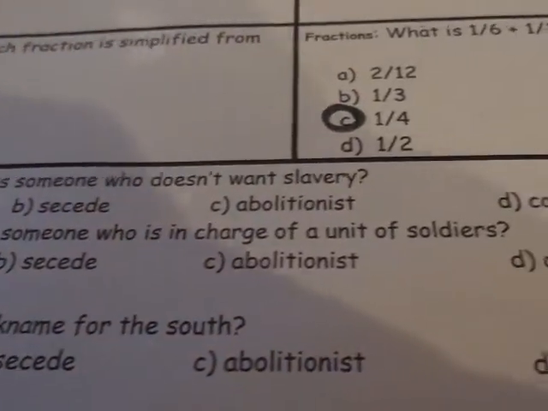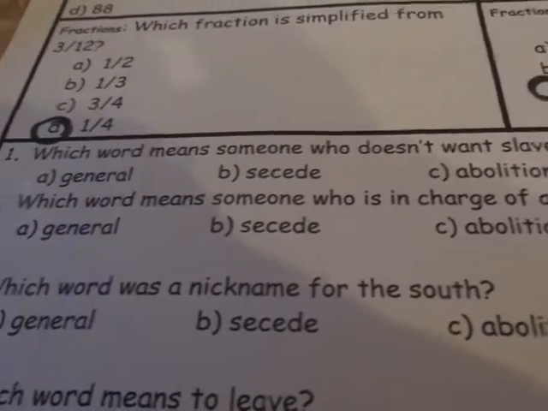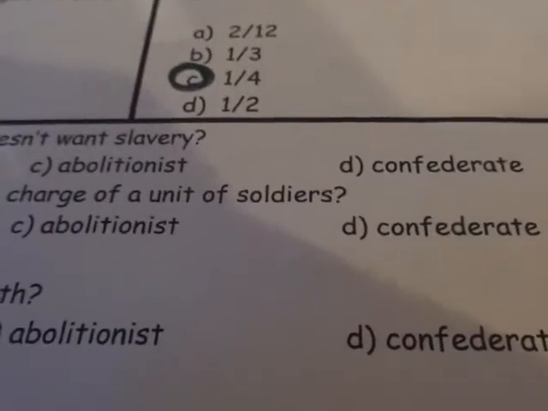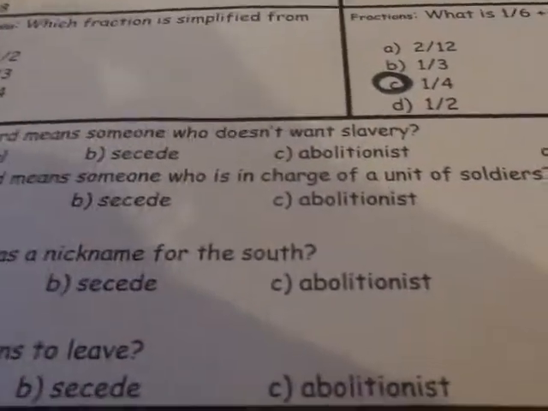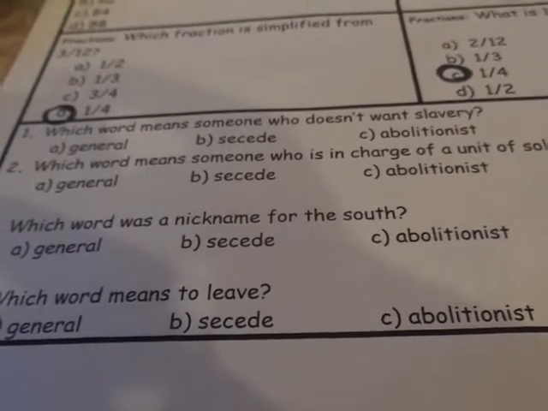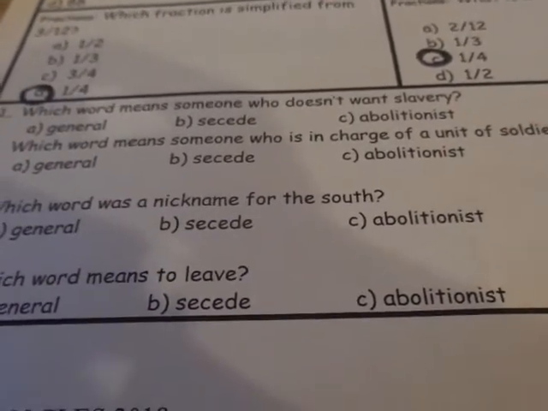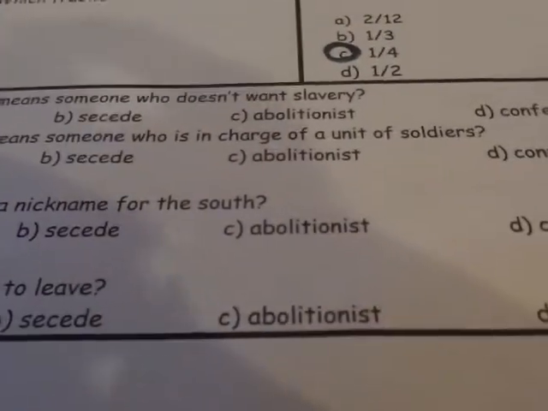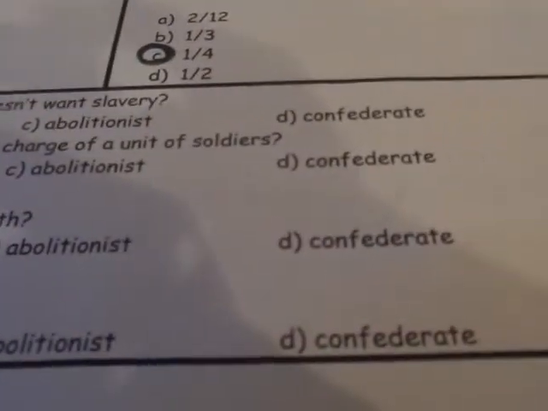Number 2, which word means someone who is in charge of a unit of soldiers? A, general, B, secede, C, abolitionist, D, Confederate. So an example of this person could be like Robert E. Lee or Ulysses S. Grant. Number 3, which word was a nickname for the South? This is what they called the southern states during this time period. A, general, B, secede, C, abolitionist, D, Confederate.